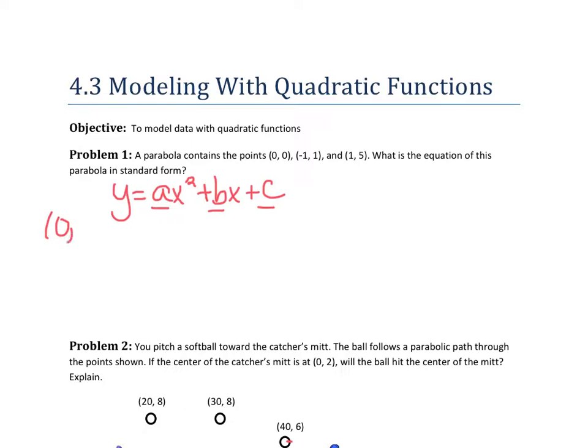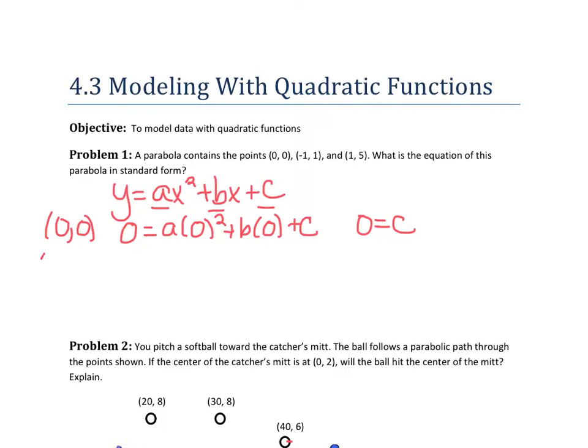So I'm going to take the ordered pair (0, 0), and I'm going to replace y with 0, and I'm going to replace x with 0. And what you're going to find when we clean that up is 0 equals c. So that one cleaned up pretty nicely, right?